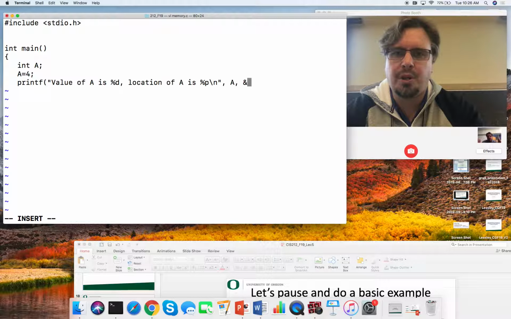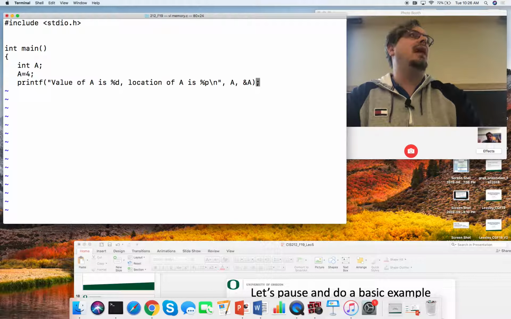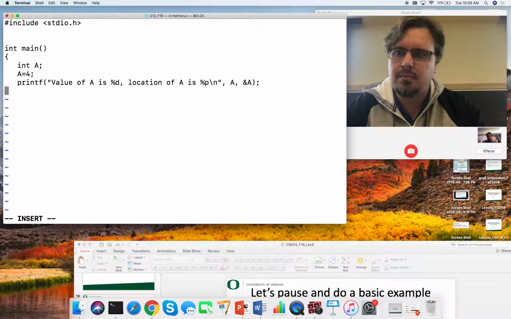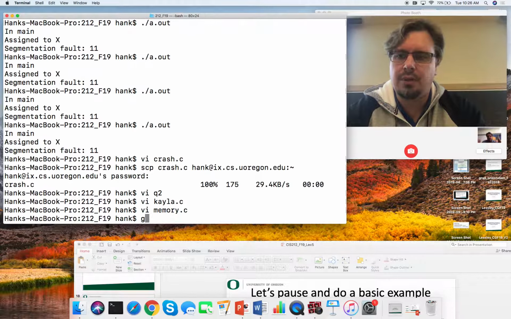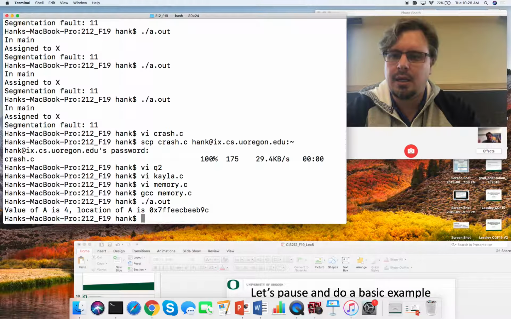And so then we would put in address of A. And that's literally how you read that, address of A. And then if we compile it and run it, it says the value is 4 and the location is 0x7FFF, blah, blah, blah. So let's do another one.